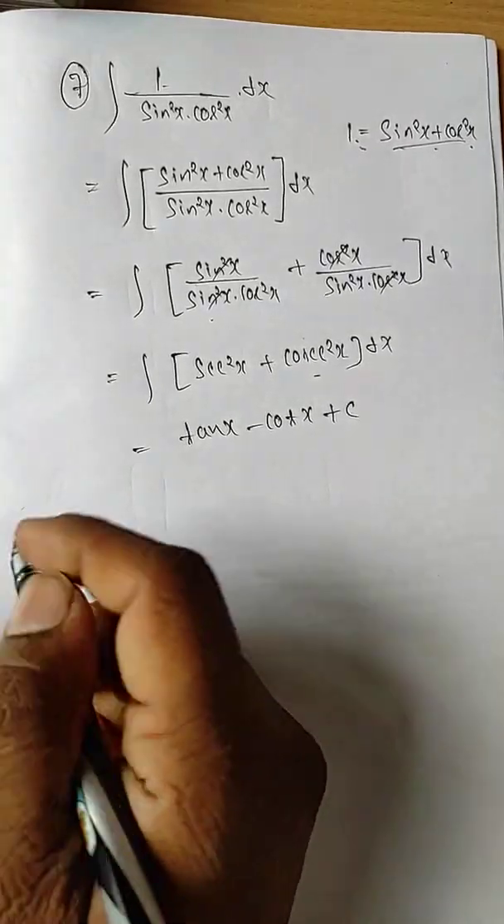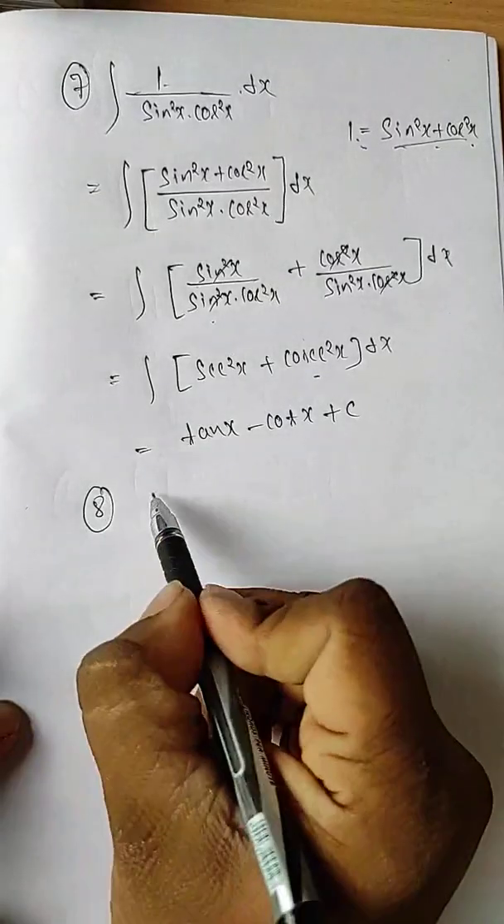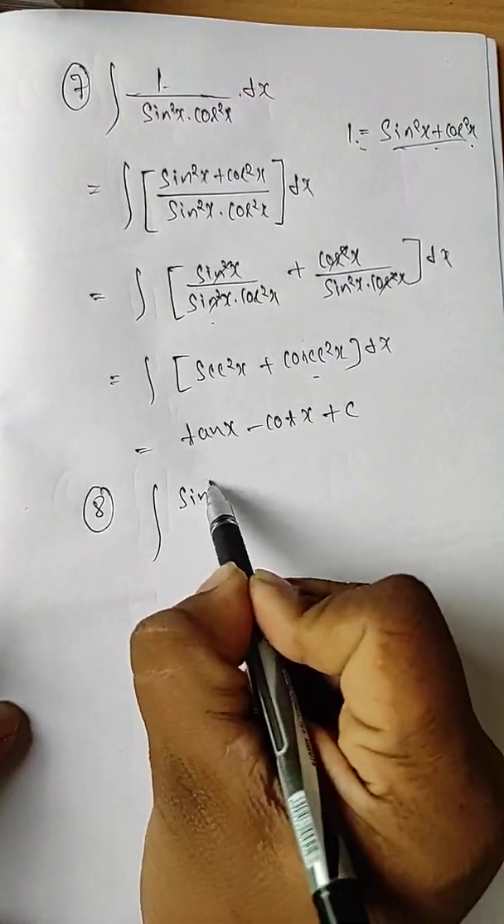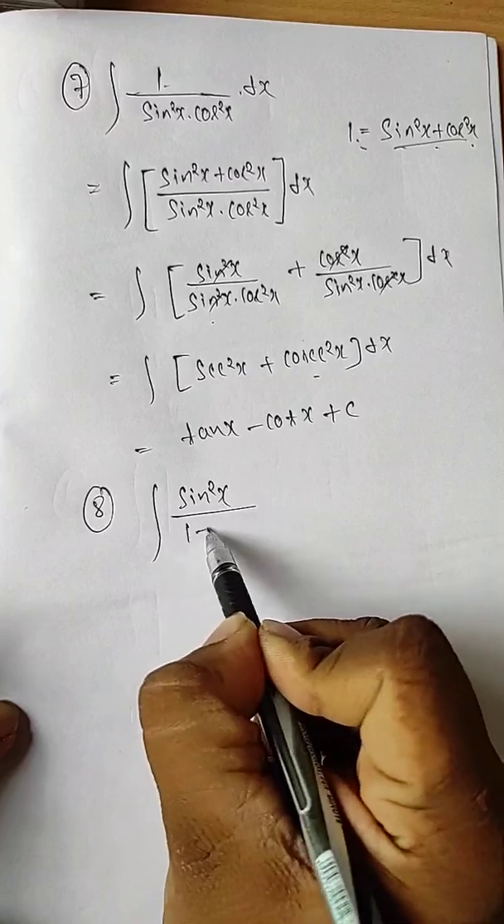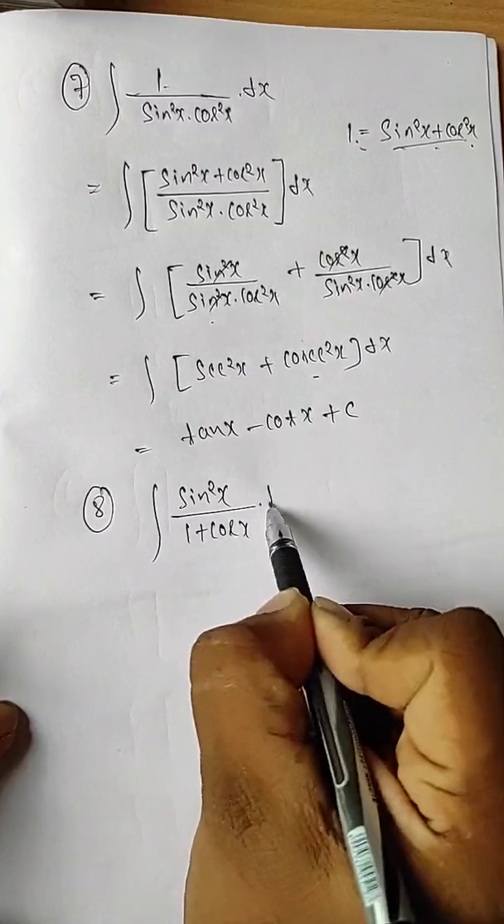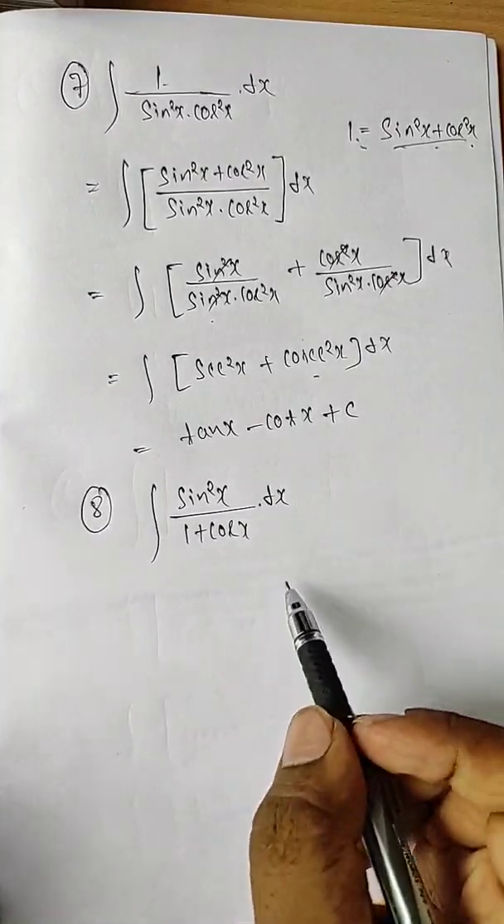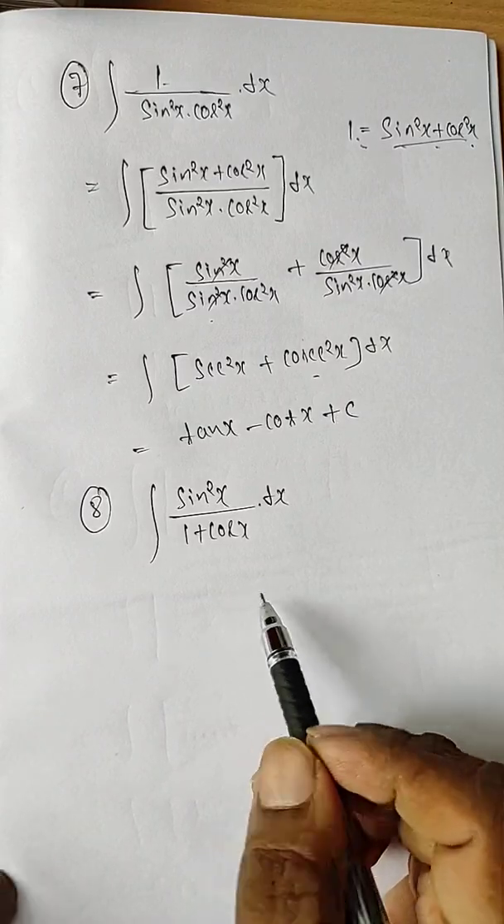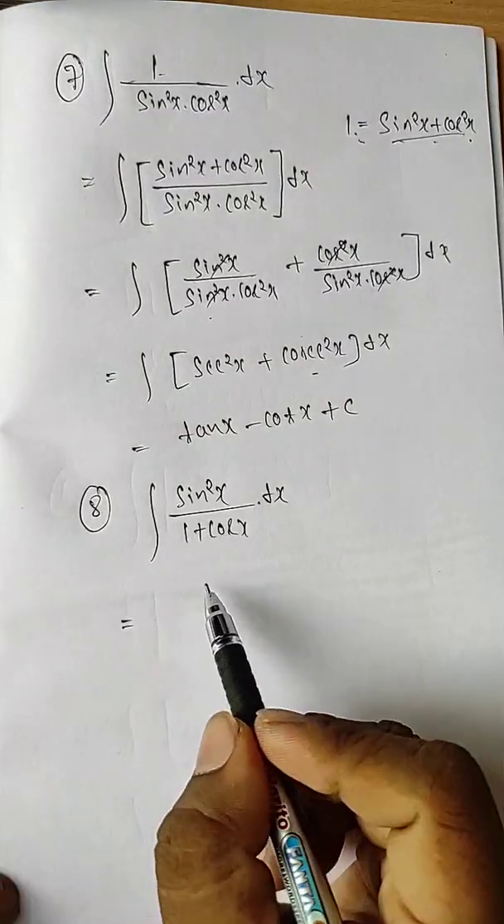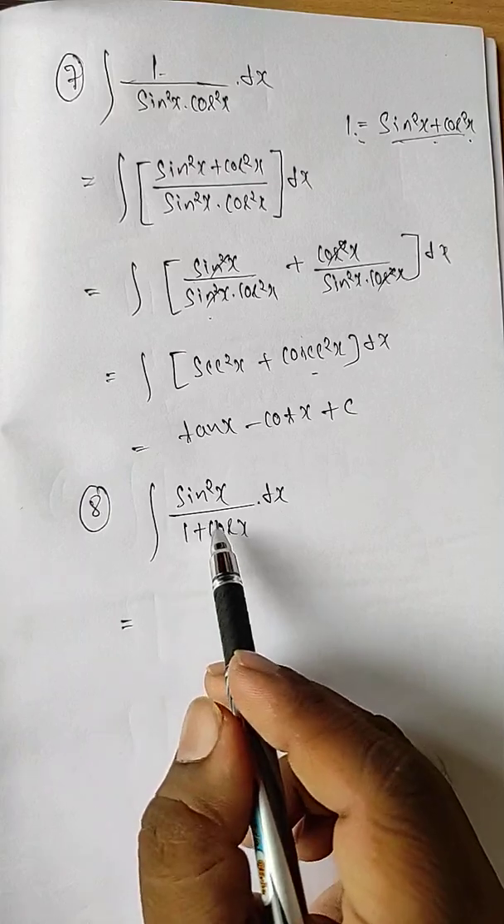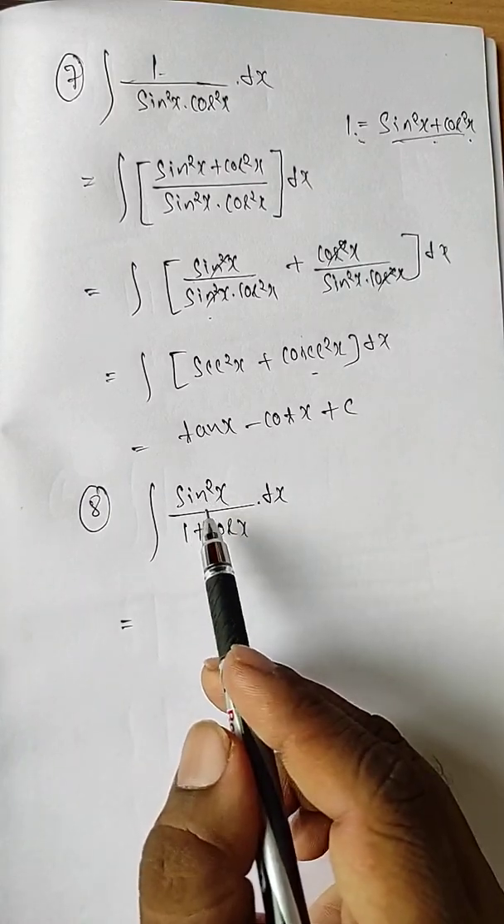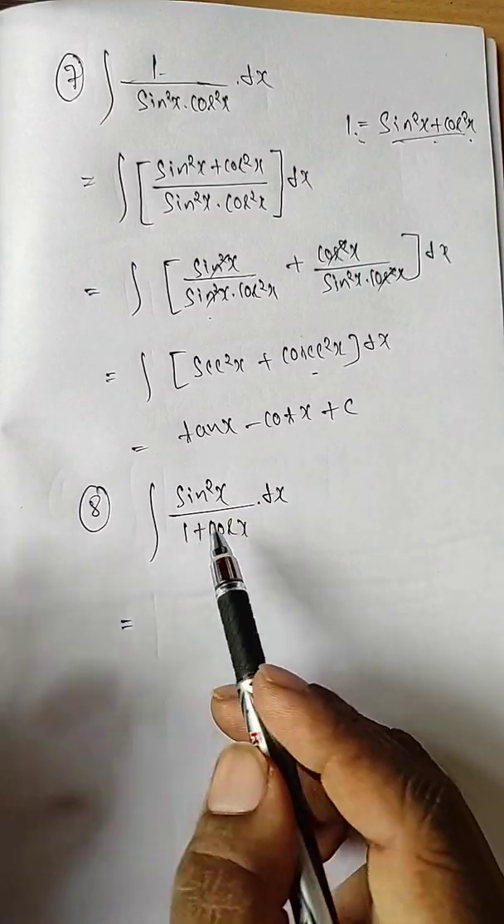Integration of sin square x by 1 plus cos x into dx. Is it clear? So here we can't divide the denominator into individual terms because there is only one term in the numerator. Is it clear? So how to solve this problem?